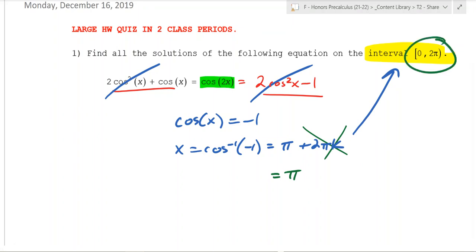And yes, you also could consider the other cosine inverse, which is negative pi, but negative pi plus 2 pi k is just going to get you back to pi. They overlap. So the answer is still just pi.